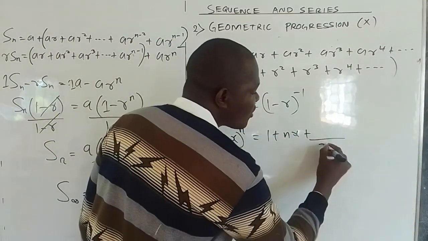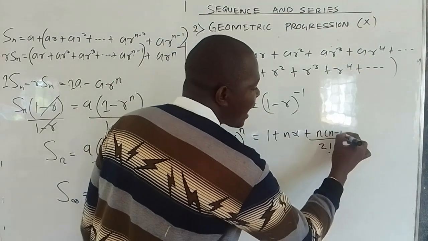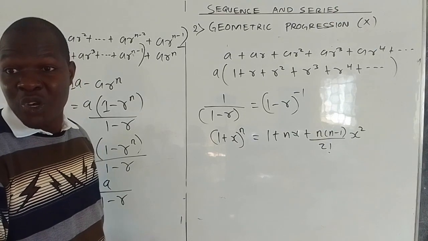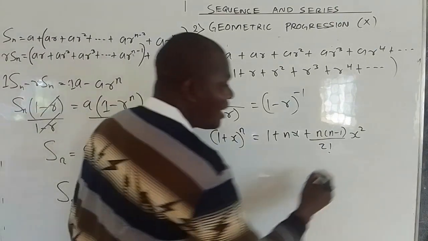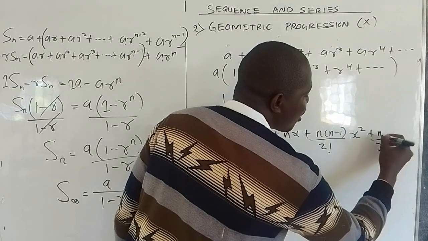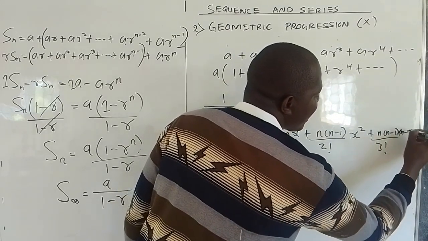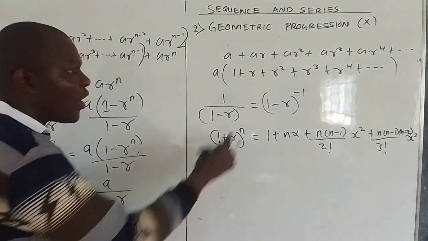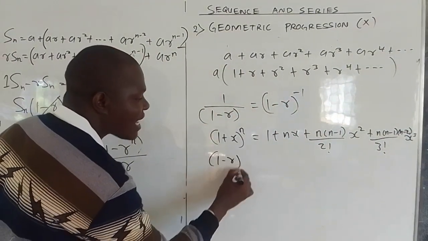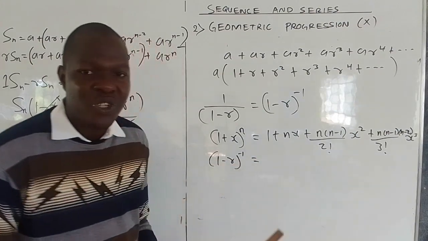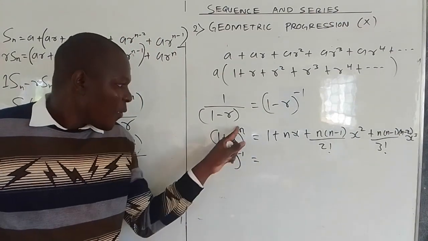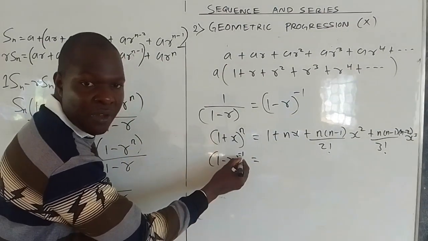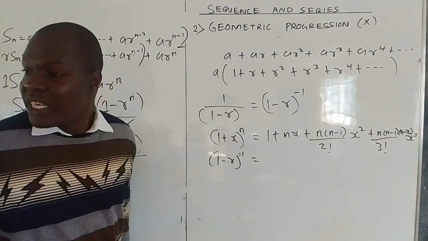The third term is always over 2 factorial, with 2 terms in the numerator, n into n minus 1, then x squared. That was the Maclaurin's expansion of the binomial expansion, isn't it? Then the next term will be over 3 factorial, with 3 terms in the numerator, n into n minus 1 into n minus 2, then x cubed. Now our problem here is 1 minus r raised to negative 1. Meaning where there is x, you put negative r, and where there is n, you put negative 1. Are you seeing that?